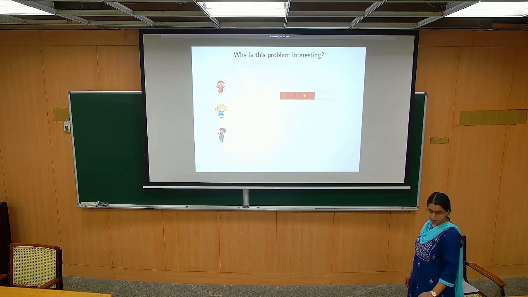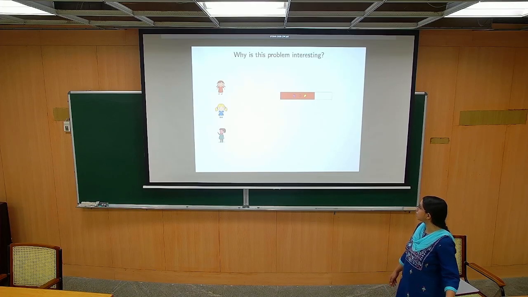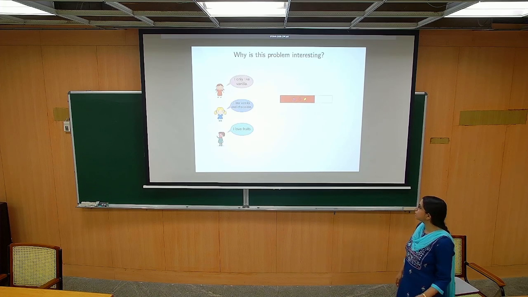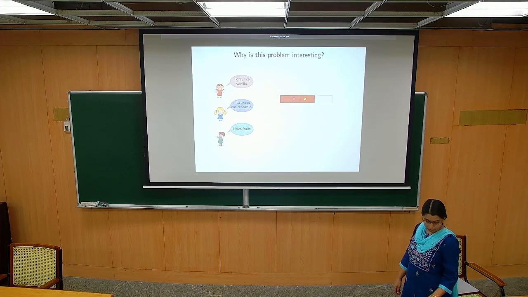Now, this is where the problem starts, when the cake is not homogeneous like before, but it's heterogeneous. As you see, there is a vanilla part, there is a chocolate part, there are some fruits, and the agents have different preferences. And now the question is, how do we fairly divide it?